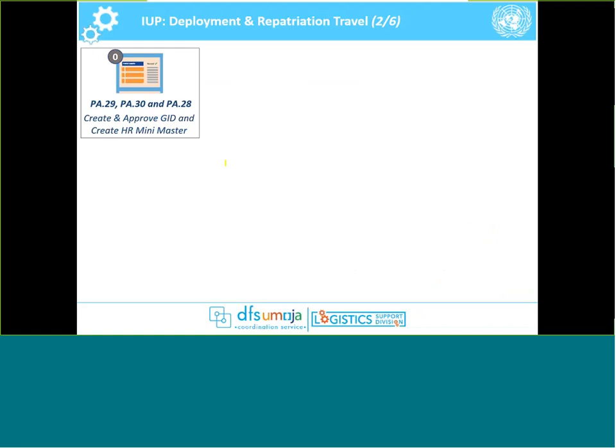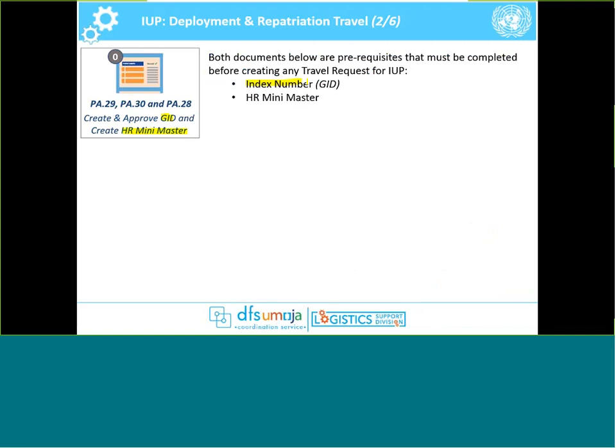All right. So let's talk a little bit more about the different steps. So regarding the HR part, we said that we need an index number. This part is managed by the HR office in each mission. But we need to understand at least that without an index number and an HR mini master, we are not able to travel any person in Umoja. Okay.